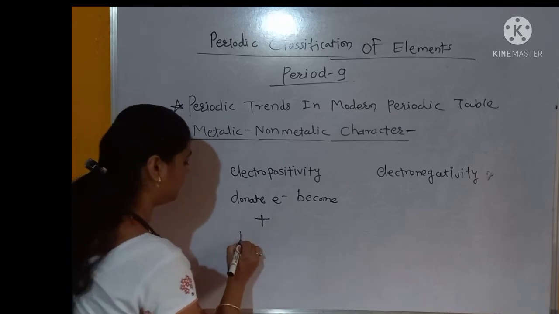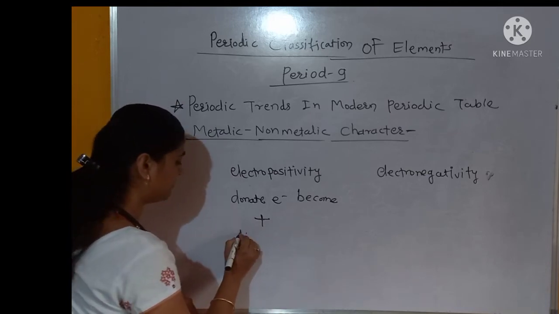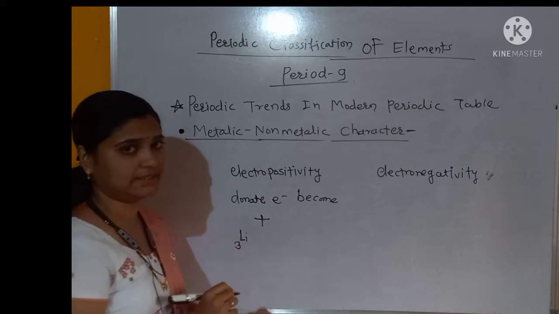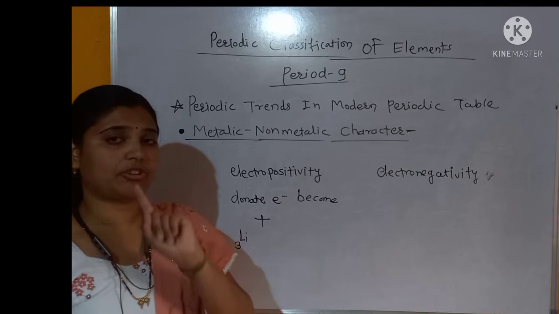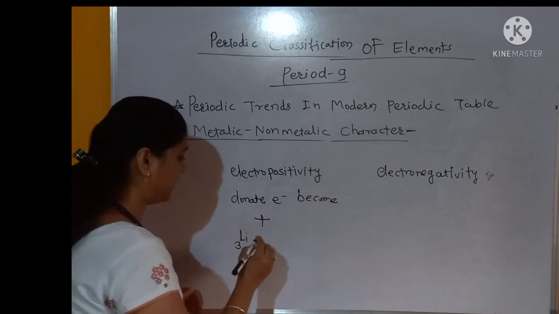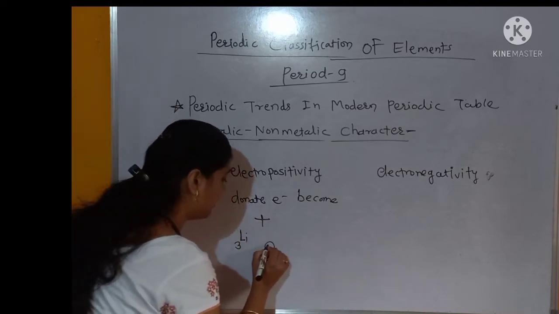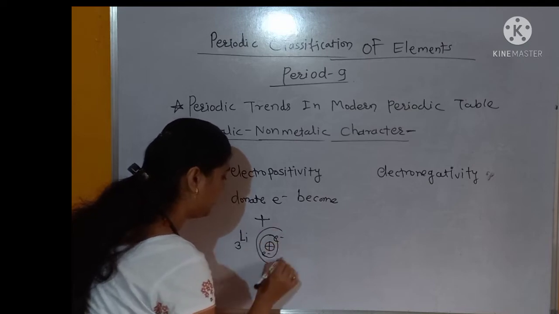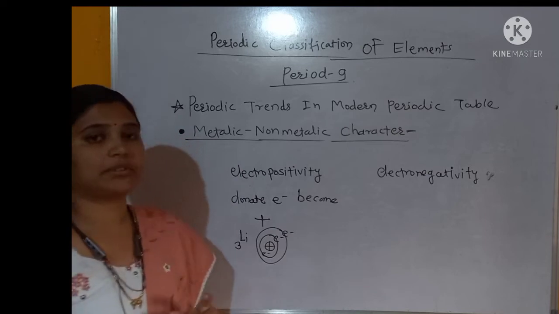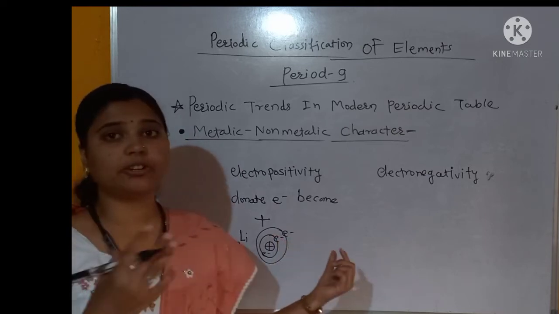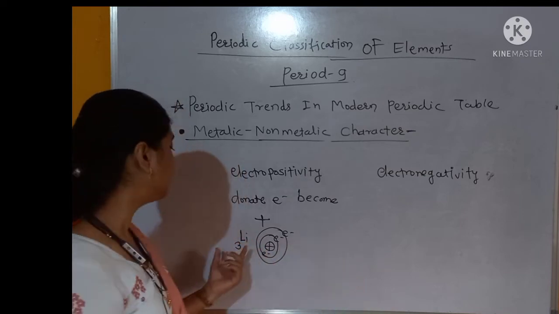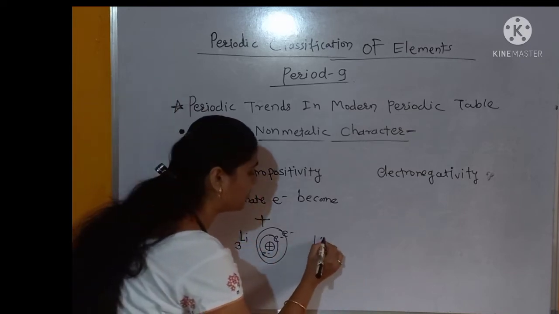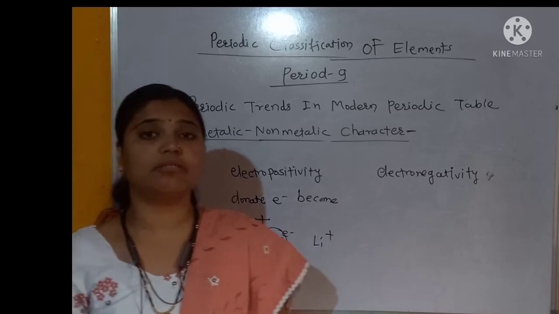Example, lithium. Lithium has atomic number 3. The last orbit of lithium consists of 1 electron, so it easily donates its last orbit electron. This is the atomic structure of lithium. There are 2 electrons in the first orbit and 1 electron in the valence orbit. So it easily donates its last orbit electron, or valence electron, and becomes Li plus, acquiring 1 positive charge after donating the 1 electron.